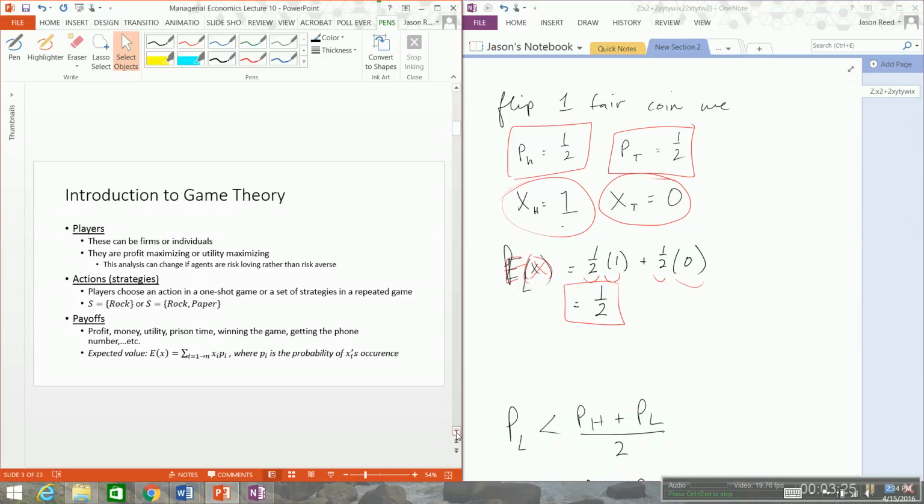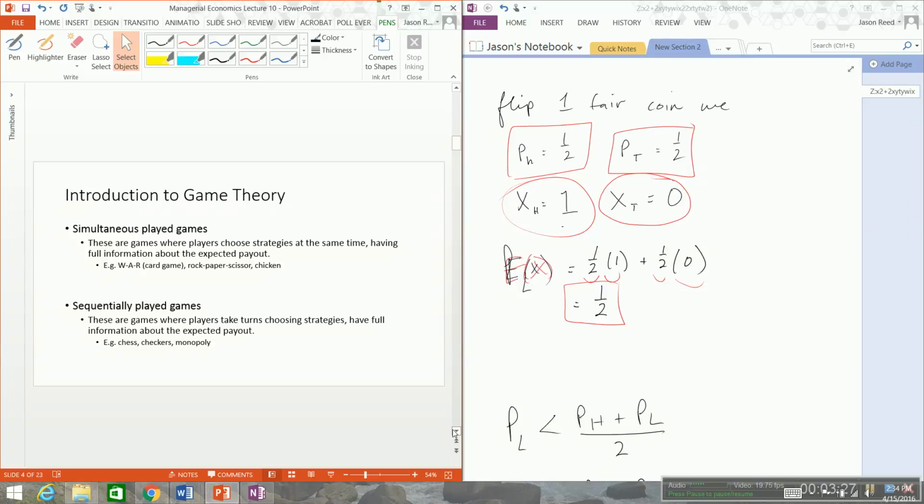So as we move on, we can talk about different styles of games. Games can be played in a variety of ways. The two that we are going to focus on are simultaneously played games and sequentially played games. Now, simultaneously played games are those where players choose their strategies at the exact same time, and they have full information not only about the expected payouts, but they know what their payout is going to be given the choices that they make and the choices that their opponents make.